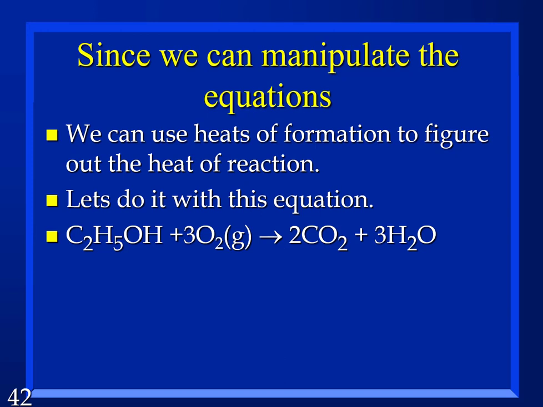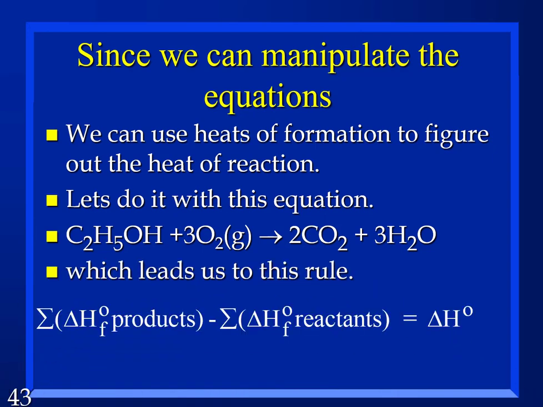I can just add up all the products and subtract all the reactants. Because that's the math I did there, right? I added up the products, the CO2 and the H2O, and I subtracted the reactants. Because the reactant I'm always going to turn around. So it's always going to have the opposite sign of what I get off the table. All I have to do is multiply by their coefficients. So add up the products, subtract the reactants. And you'll get that 1, 2, 3, 4.